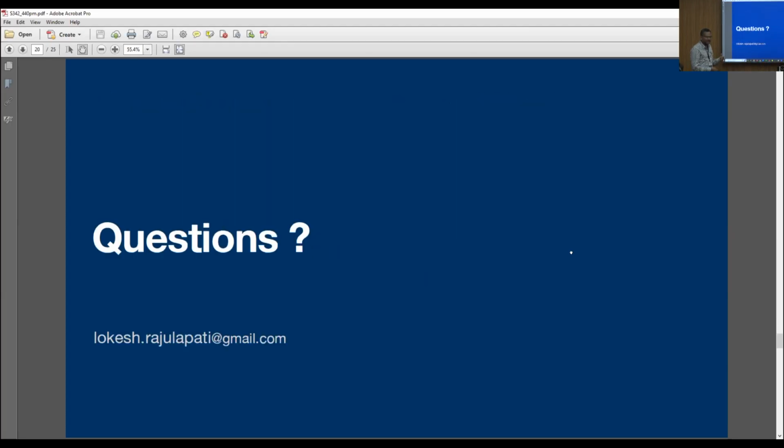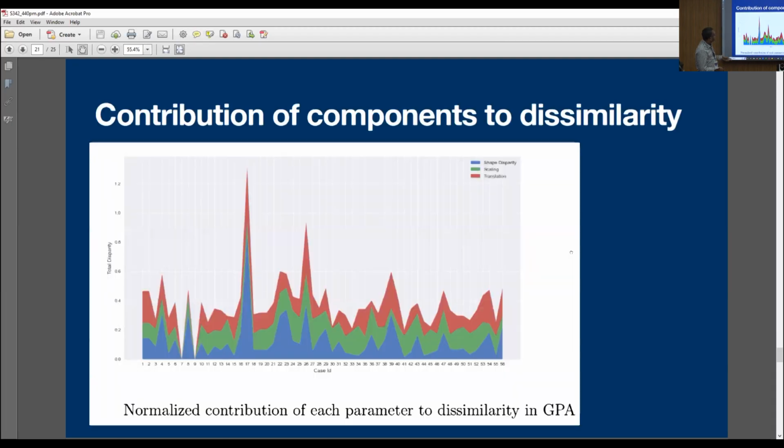Actually, I can take any questions, or, there's GPA, for example, in the disparity, you can see the contribution of each disparity: how much translation contributes, how much rotation contributes, and how much scaling contributes. Here's the breakdown.